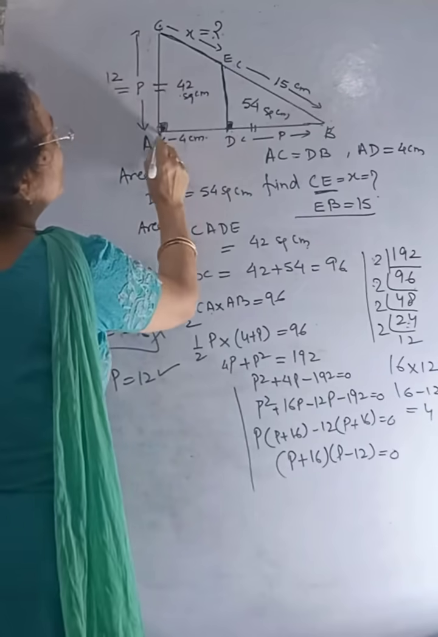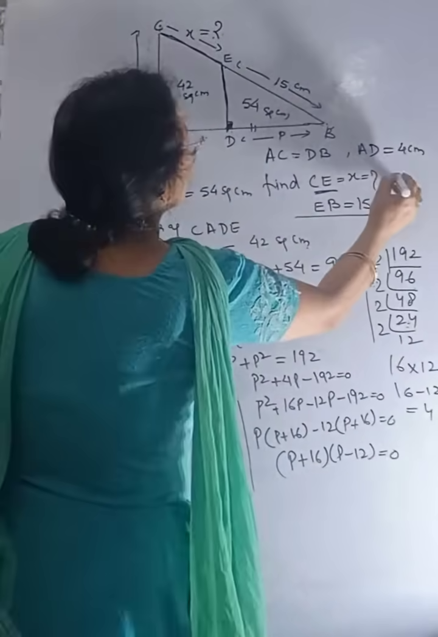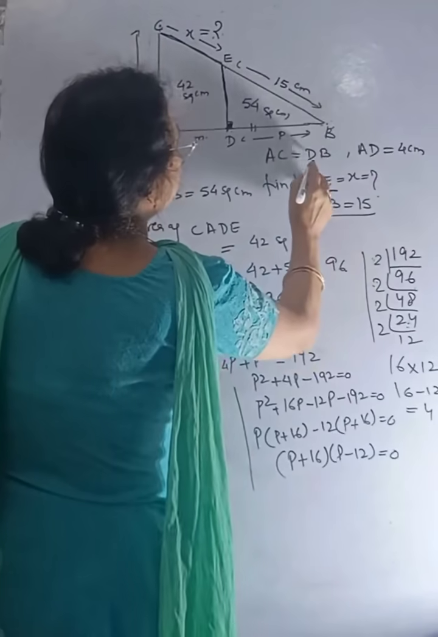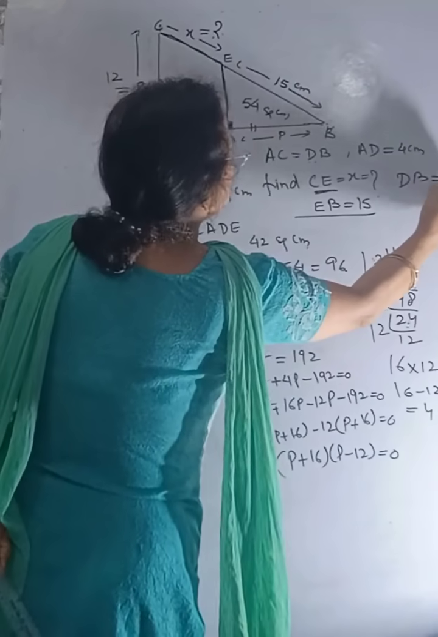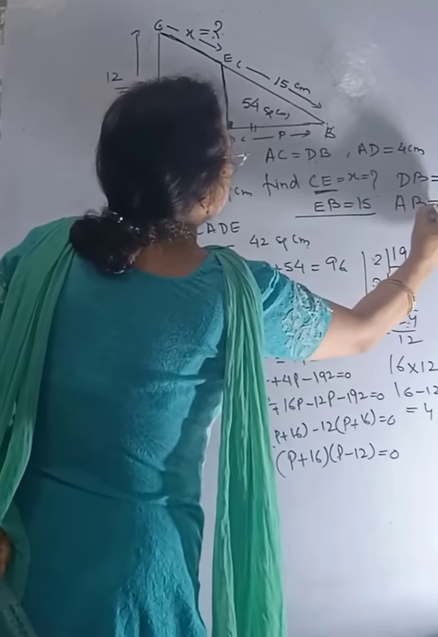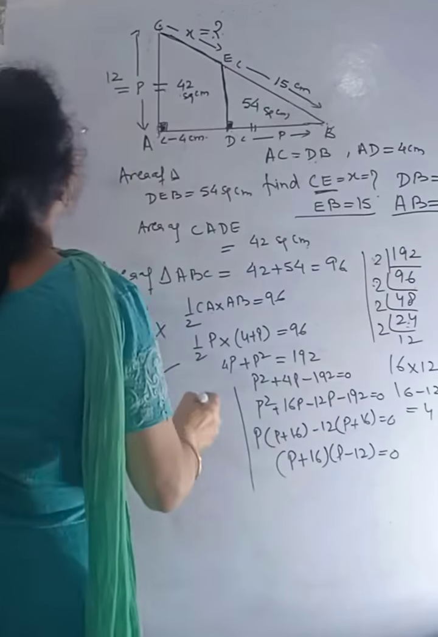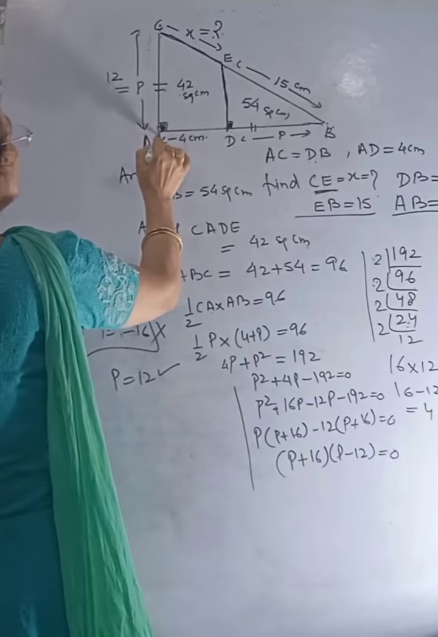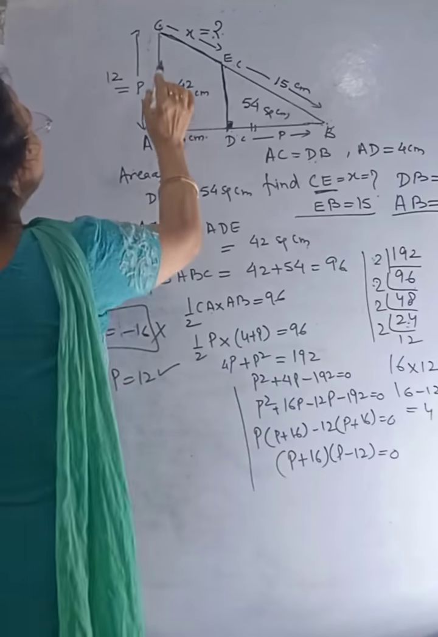And hence AB will be equal to, because DB will be equal to 12, it means AB will be equal to 12 plus 4, that is 16. Now this is known to us. This is known to us. We have to find this value.